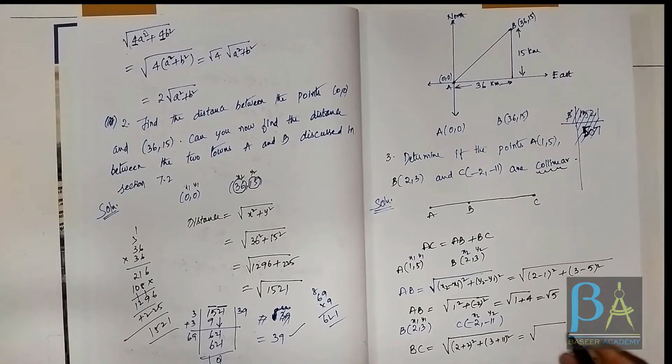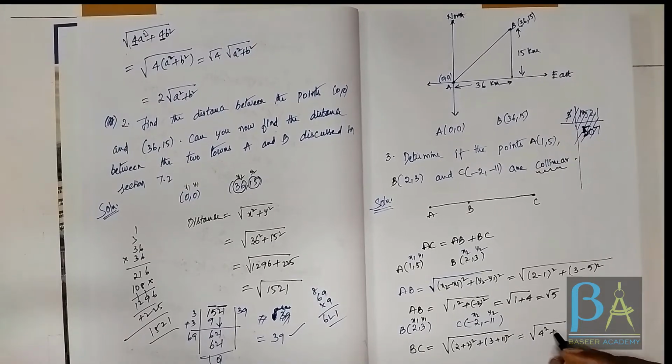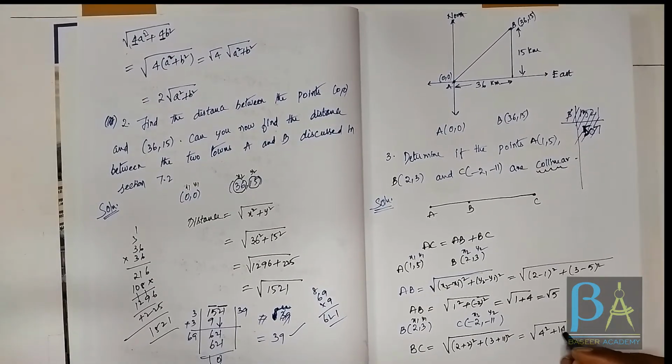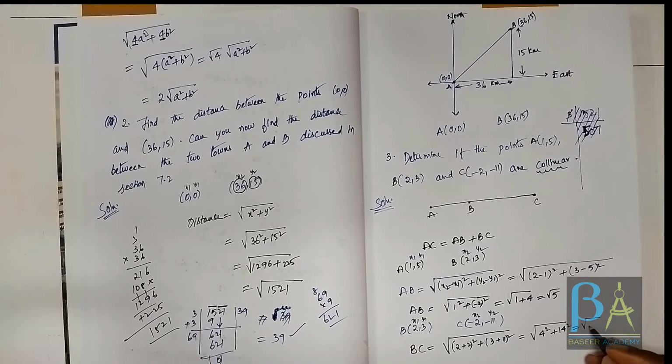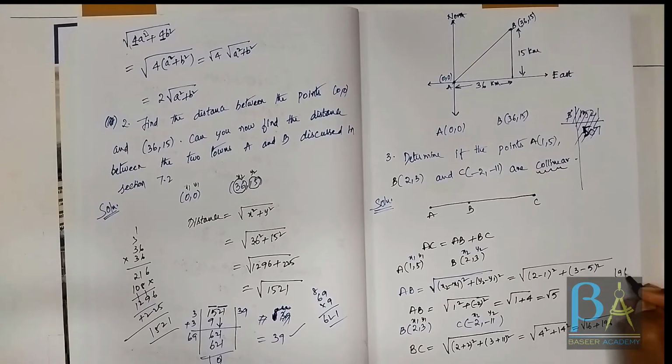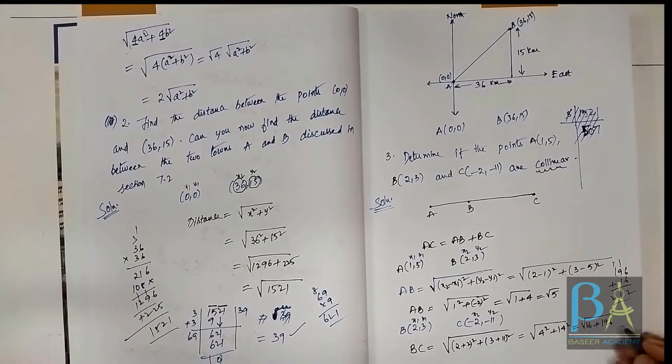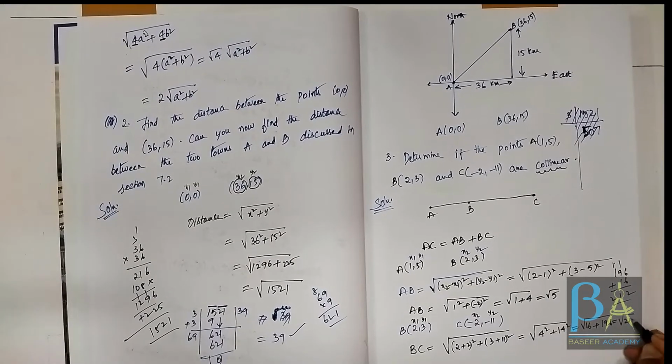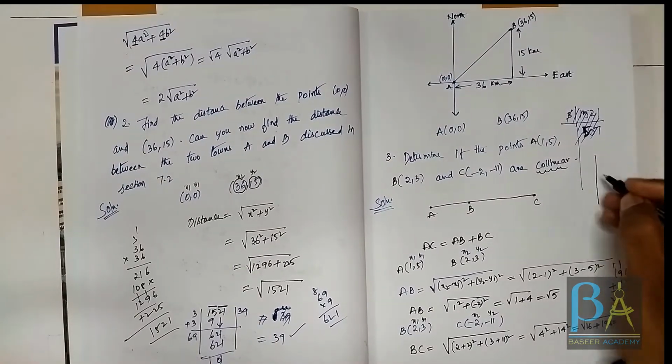So what do I end up getting now? 2 plus 2 is 4, the square as it is. 11 plus 3 is 14, the square as it is. 4 square is 16, 14 square is 196, 196 plus 16 is how much? 6 plus 6 is 12, 9 plus 1 is 10, 10 plus 1 is 11, 1 plus 1 is 2, so I end up getting this as the square root of 212. You can take the prime factorization of 212 and simplify this a little bit.